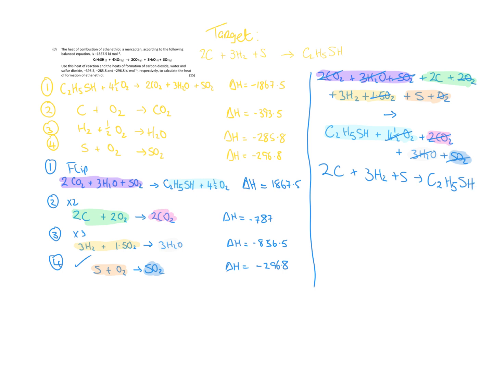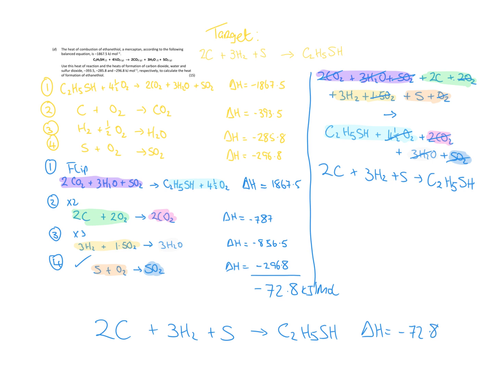Now the last thing we want to do is we want to add our delta H values together. And when we do that, we get a value of minus 72.8 kilojoules per mole. So in order to get full marks in this question, I would need to write out my equation in full. So I write out the target, which is what I've actually ended up with. We can see here that this equation I'm hovering over now does match our target. So 2C plus 3H2 plus sulfur goes to your ethane thiol with a delta H value of minus 72.8 kilojoules per mole.